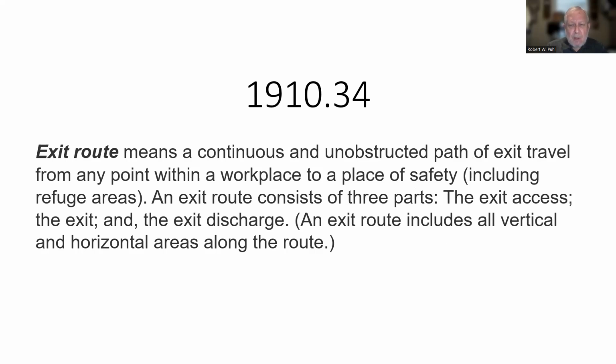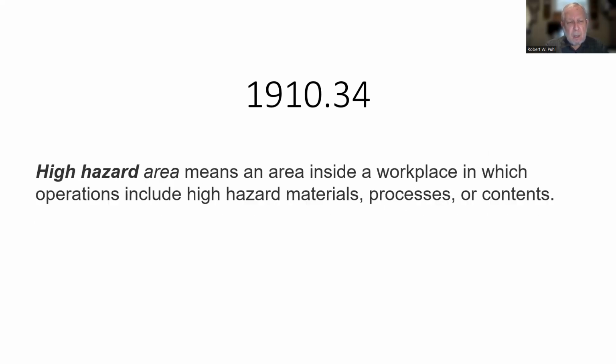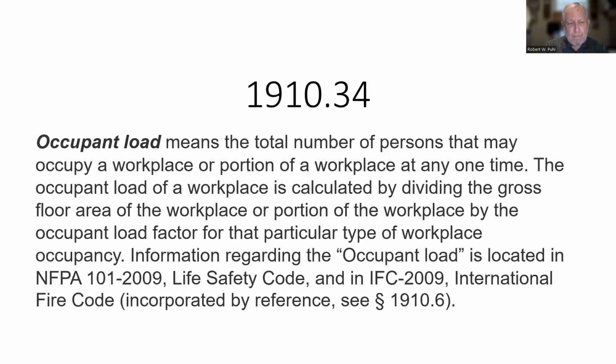Exit route means a continuous and unobstructed path of exit travel from any point within a workplace to a place of safety, including refuge areas. An exit route consists of 3 parts: the exit access, the exit, and the exit discharge. An exit route includes all vertical and horizontal areas along the route. So it can be many different stories or floors. High hazard area means an area inside a workplace in which operations include high hazard materials, processes, or contents.